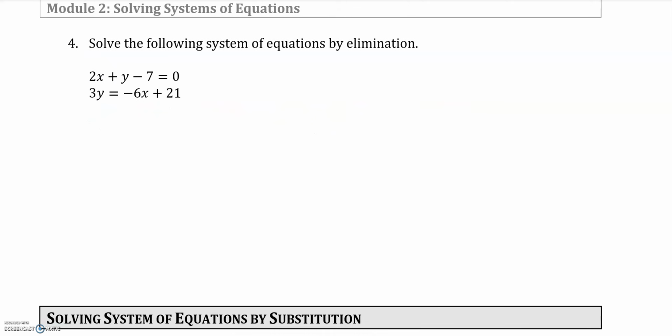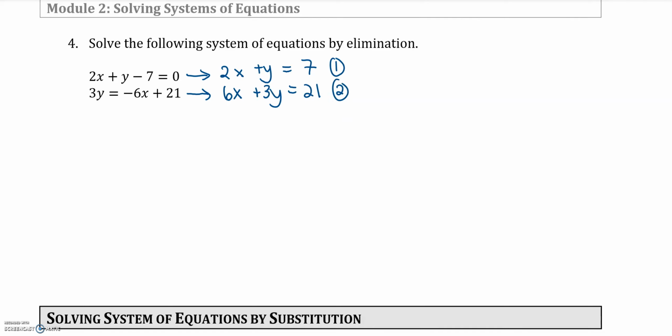I like this practice example because we're asked to solve by elimination, but our variables are not listed in the same order. So before we can proceed, we must make sure that we reorder the variables. It doesn't matter if you list x first or y first, I'm going to go alphabetical. So you'll get 2x plus y is equal to positive 7. And in the second equation, you will have positive 6x when we bring the negative 6x to the other side, plus 3y is equal to 21, and that's equation 2.